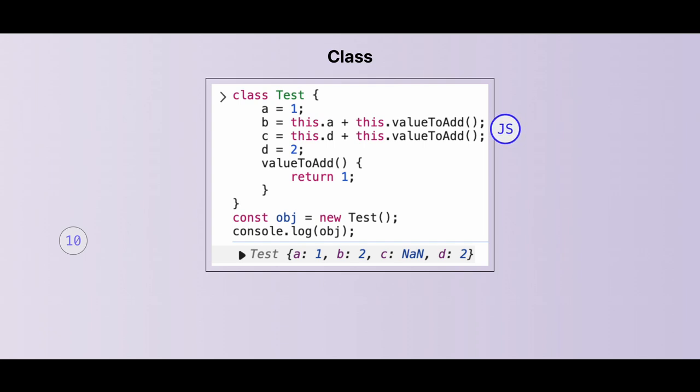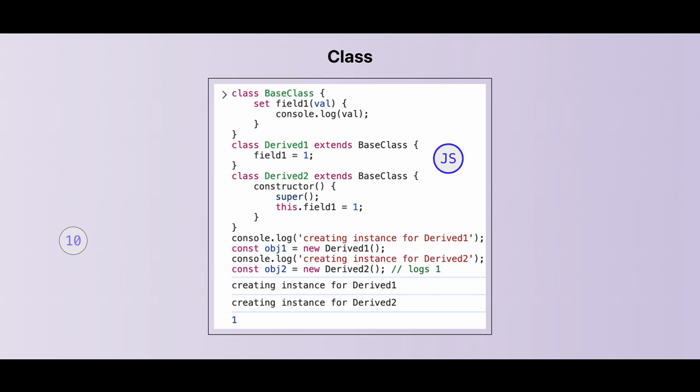I have a setter property in the base class, and if I define a data property with the same name in the derived class, the setter method is not executed. Why? Class fields are added using Object.defineProperty. So field declaration in the derived class does not invoke setter methods in the base class. But when you assign a value in the constructor using this, the setter method is invoked.